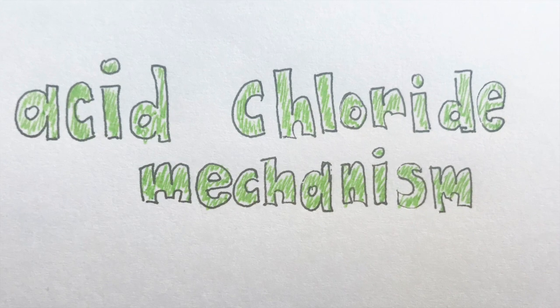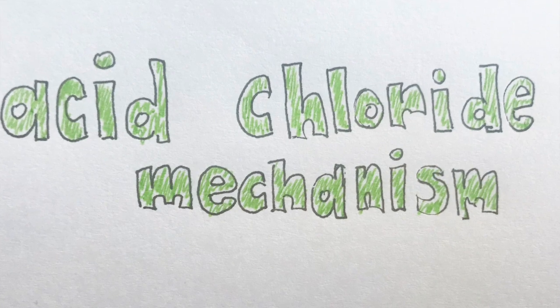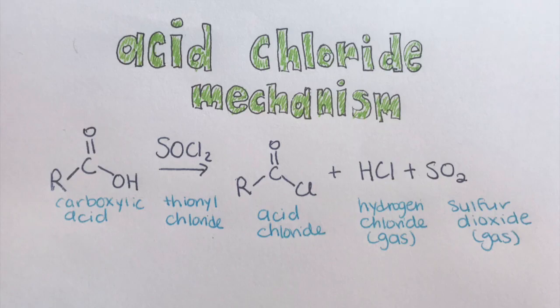In this video, we will be talking about the acid chloride formation mechanism. The acid chloride formation involves a carboxylic acid and thionyl chloride reacting to produce an acid chloride, hydrogen chloride gas, and sulfur dioxide gas.